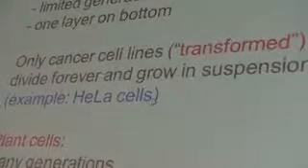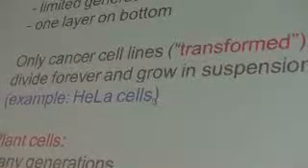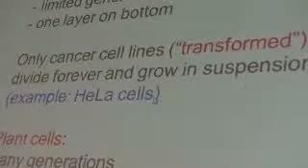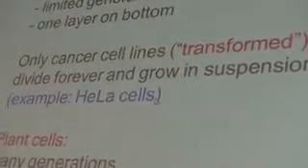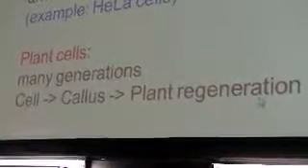A famous example of a transformed cell line is the HeLa cell line, derived from, I think it was a cervical cancer, and the patient was Henrietta Lacks. There's a very interesting book that was written about this by a former CSU president. Okay, so cancer cell lines can grow forever, grow in suspension. The HeLa cell line, I think, is from the 50s, and it's a well-growing line. Plants are different. They can undergo many generations, and they can be regenerated.